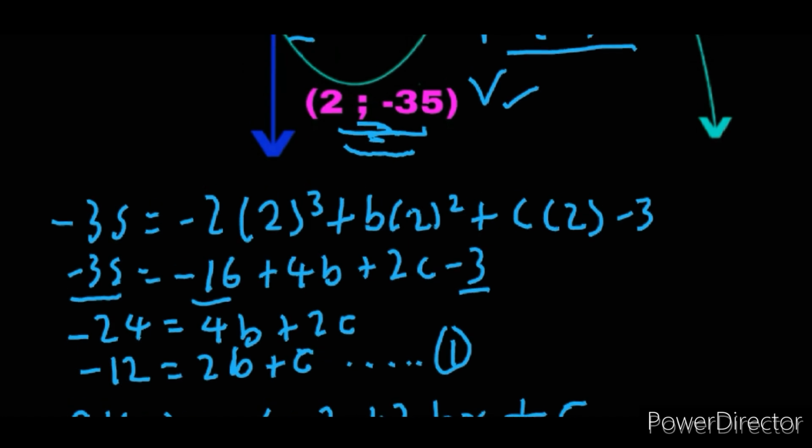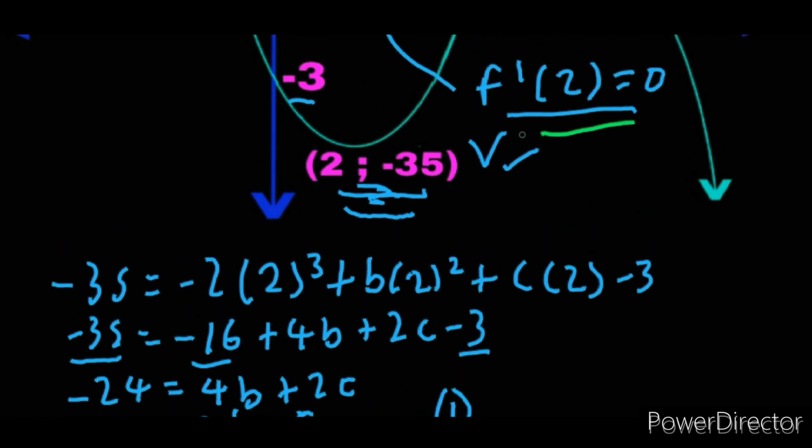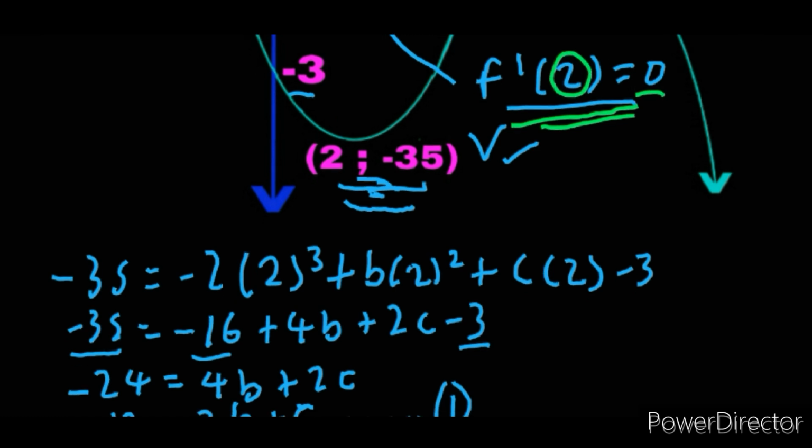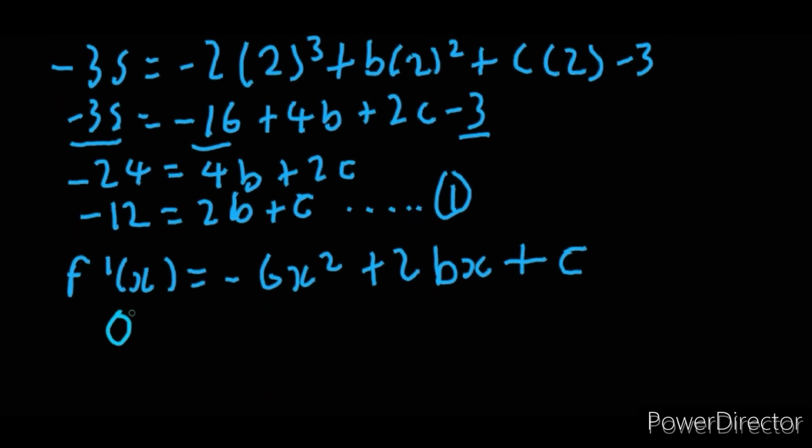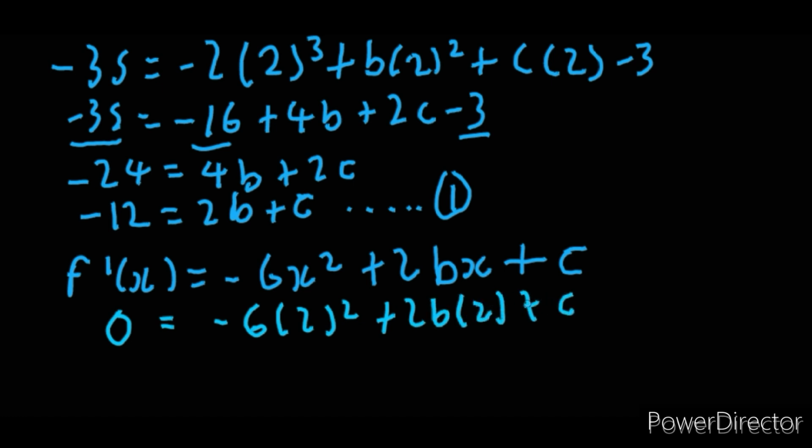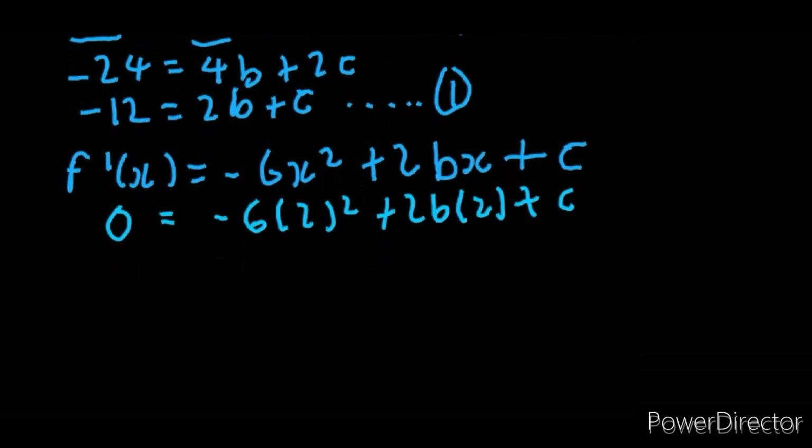Alright, so we know that the first derivative when x is 2 is equal to 0. So therefore we can say the first derivative is equal to 0 when x is 2. So therefore it's going to be negative 6 into 2 squared plus 2b into 2 plus c. So let's proceed. Then this is going to end up being 0 is equal to, 4 times negative 6 is negative 24, and this is going to end up being 4b plus c. So we can call this our equation 2.